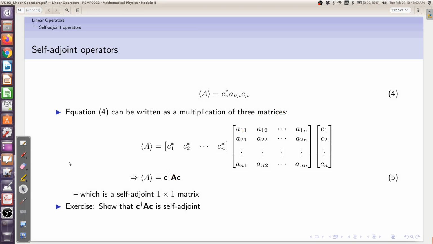I think I'm done with this topic on self-adjoint operators. In the next lecture we will first do a brief review of matrices, and then we will see some eigenvalue problems. So with this, I bring this particular lecture to a close.